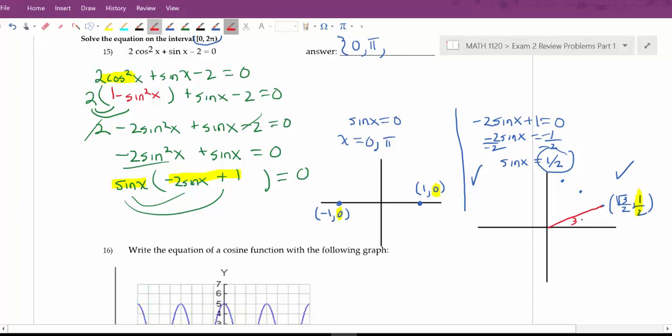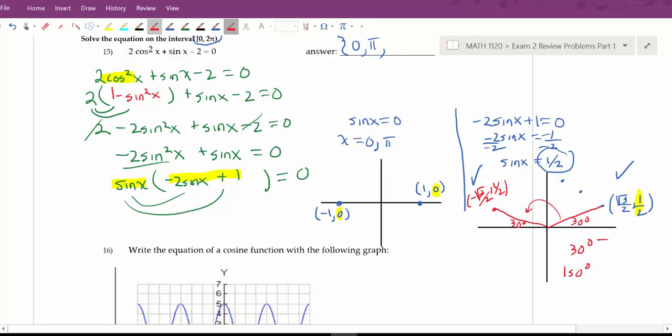That's 30 degrees. Then if you go over to this point on the unit circle, it is negative root 3 over 2, 1/2. So that also has a 30-degree reference angle. So our angles are 30 degrees and 150 degrees, and then we can convert those two to radians.